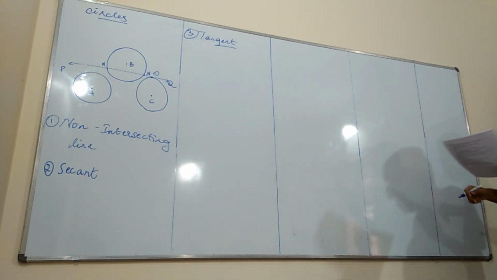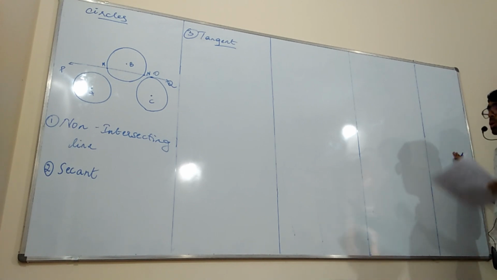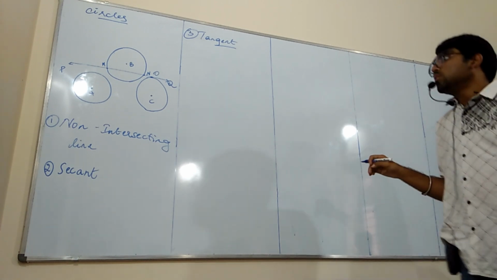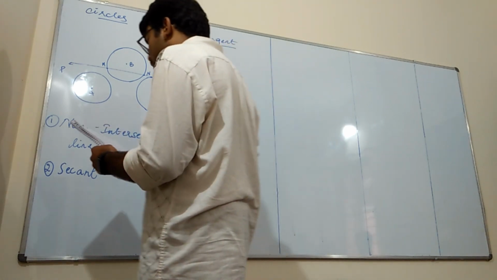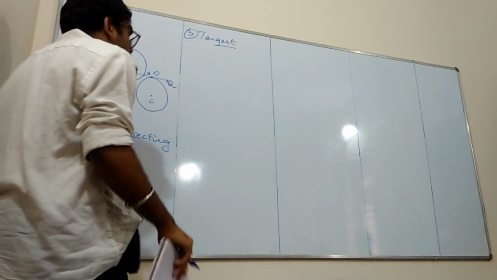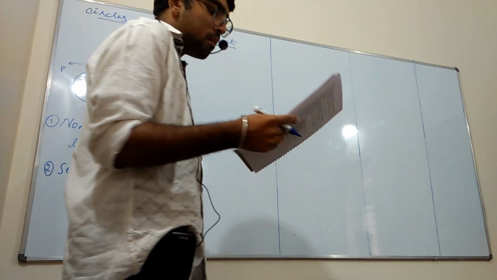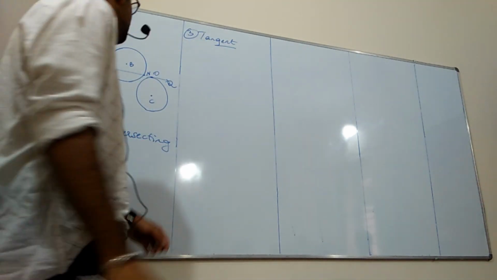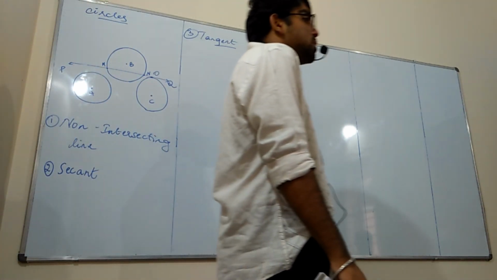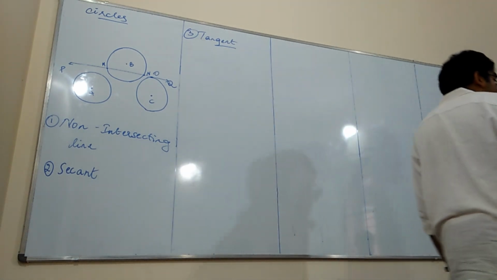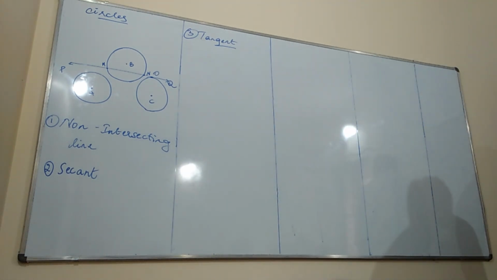Tangent. There is only one point which is common to the line PQ and the circle.